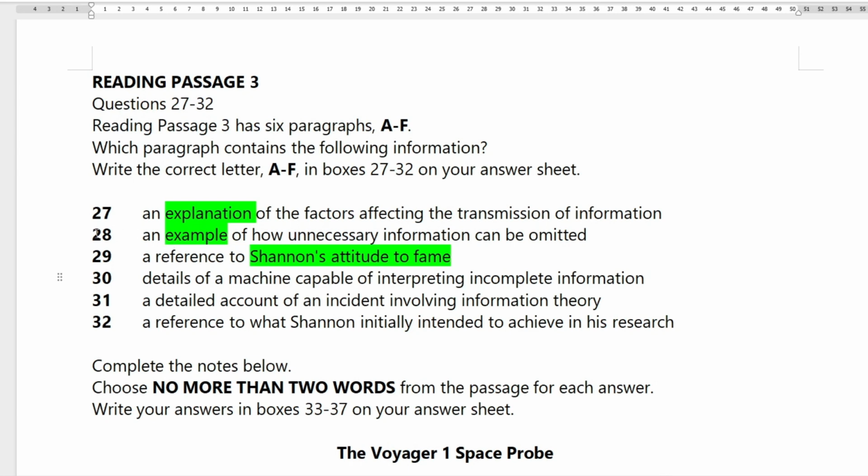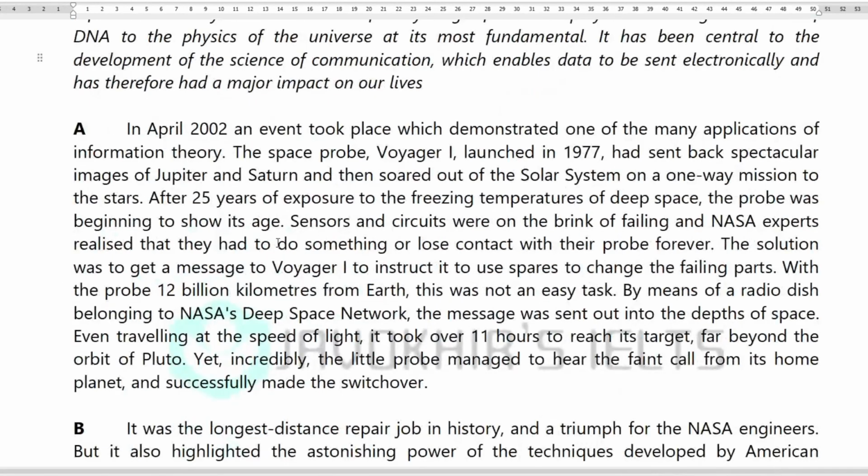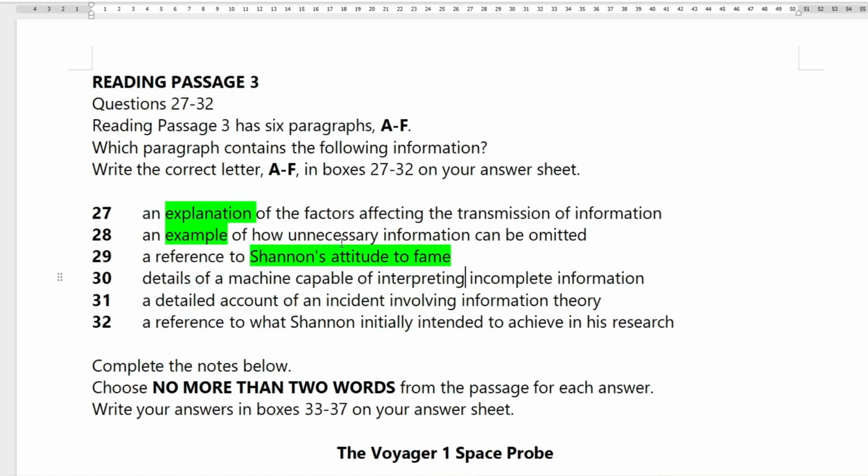Now, question 28: an example of how unnecessary information can be omitted. The word example doesn't necessarily mean they're going to give an example. They're not exactly going to say, for example, or for instance, or any other signpost that shows you may find an example. Then, details of a machine capable of interpreting incomplete information. We want to know that as well.